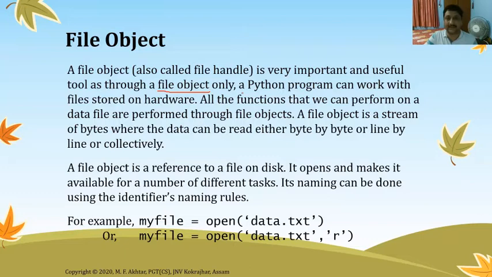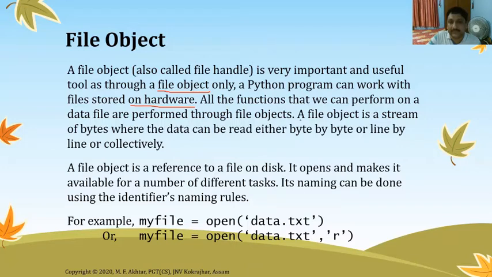We will see later. A Python program can work with files stored on hardware. Hardware means the disk. Then this is linked. All the functions that we can perform on a data file are performed through these file objects. A file object is a stream of bytes where the data can be read either byte by byte, or line by line, or collectively.